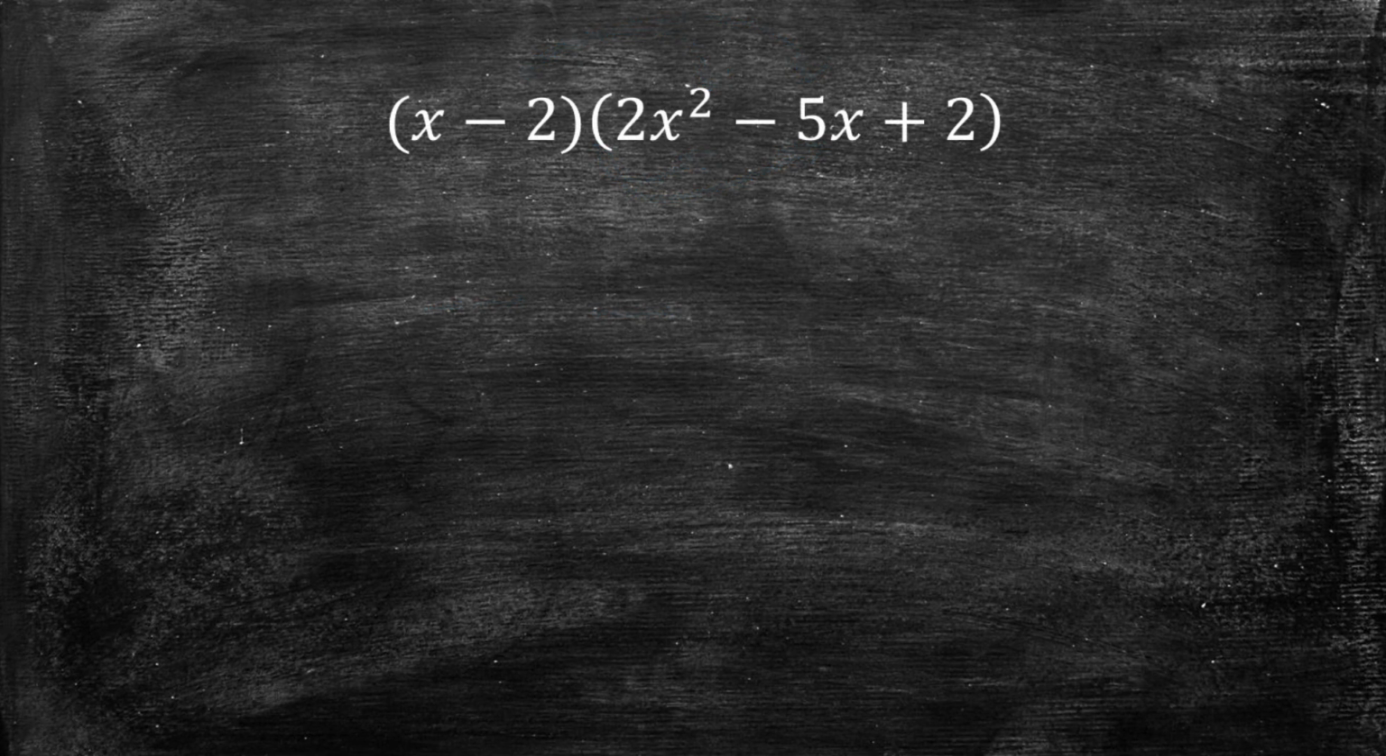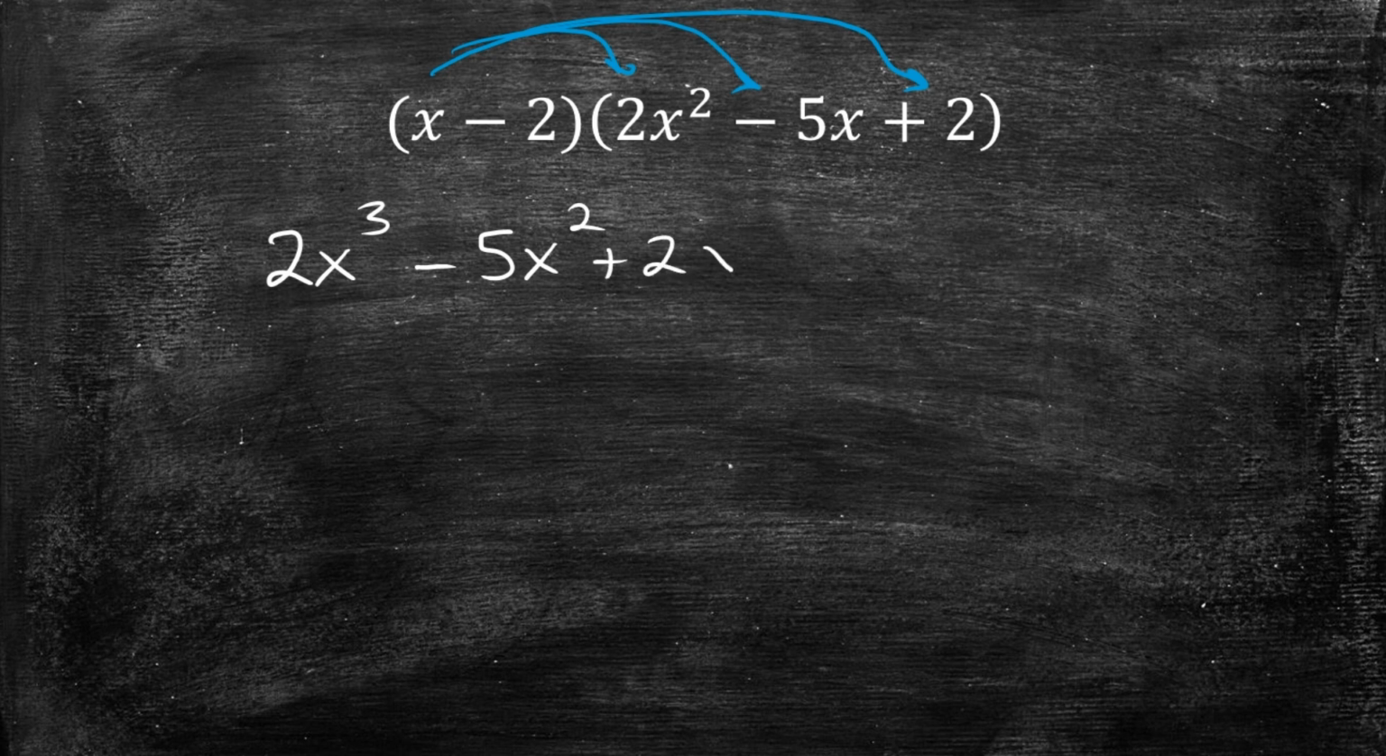Example number 4. In this case, we have a binomial multiplied by a trinomial. So it's going to be the same exact concept as before. You take the first number in the first polynomial here, and we multiply it to everything on the inside of the second one. So when we do that, we got x times 2x squared is 2x cubed minus 5x squared plus 2x.